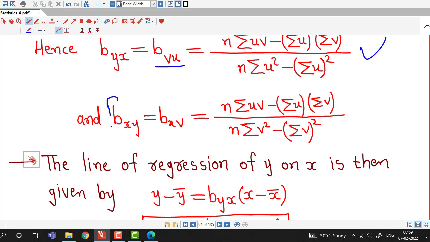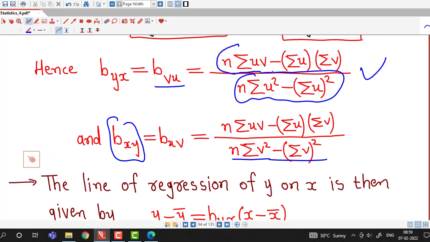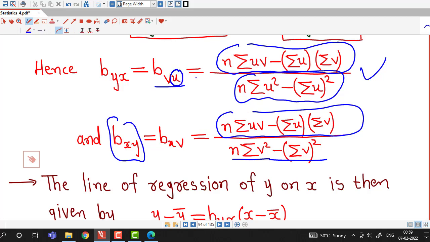And regression coefficient bxy will be obtained by this little change. Here we are dividing by n times sigma u square minus sigma u whole square. Here we will divide by n times sigma v square minus sigma v whole square. This numerator remains same in both the formulas, n sigma uv minus sigma u into sigma v. Here we consider u because second suffix is u. Here we consider v because second suffix is v.